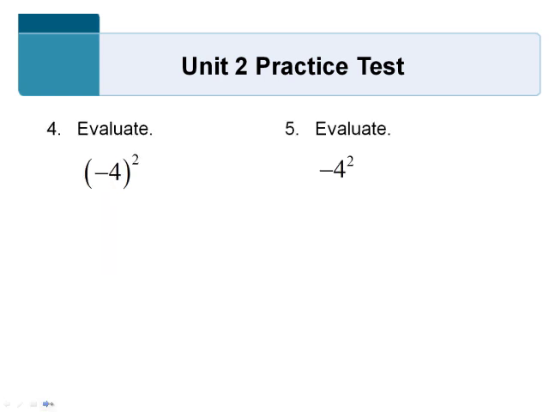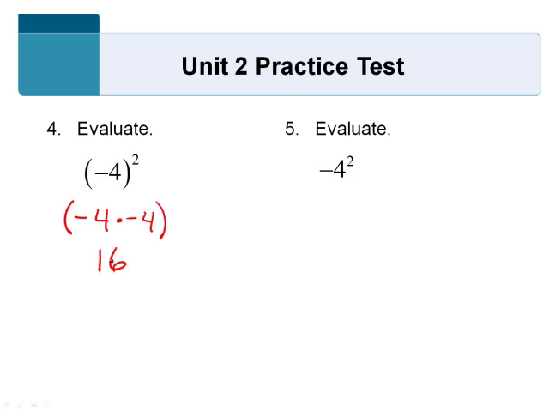All right, number 4 and 5 are very confusing, especially number 5. Number 4, that is in parentheses, so that is a negative 4 squared. So you work out negative 4 times negative 4, okay? And a negative times a negative is a positive 16.